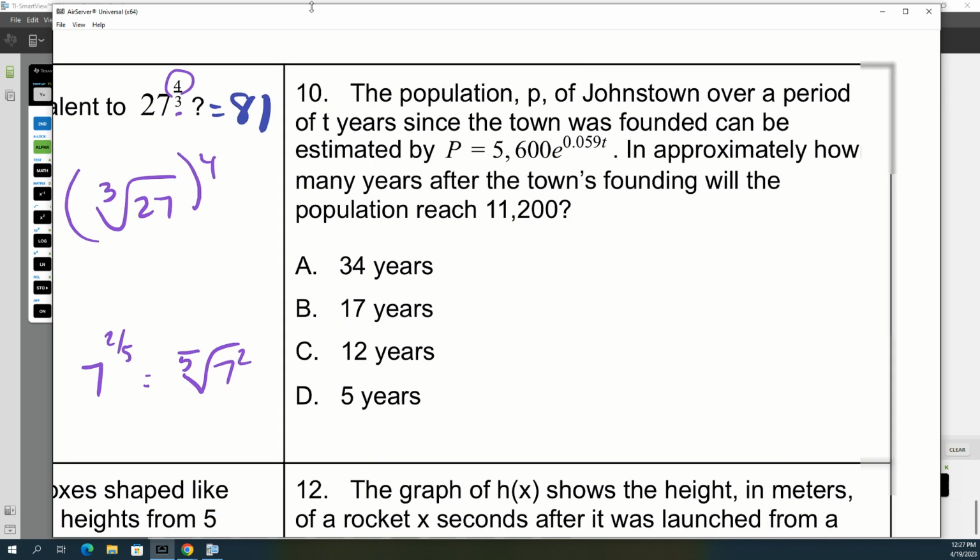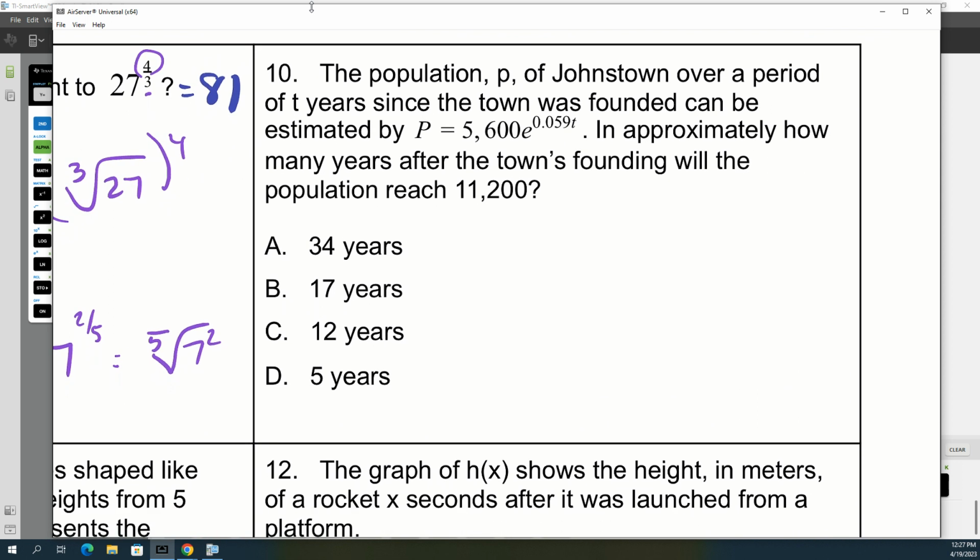Okay, let's keep going. We have a lot of time today. So for number 10, the population P of Johnstown over a period of T years since the town was founded is estimated to be that formula. Approximate how many years after the town's founding will the population reach 11,200? If it was me, I think this is how I did it, take those choices and put them in for T and see which one gives you the answer. When you put it in for T, you have to put the E there as well.